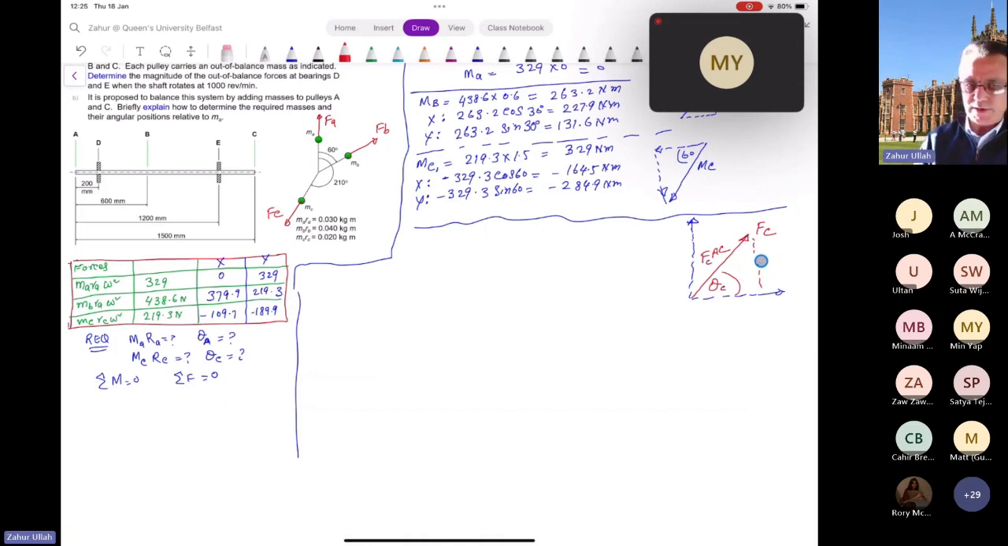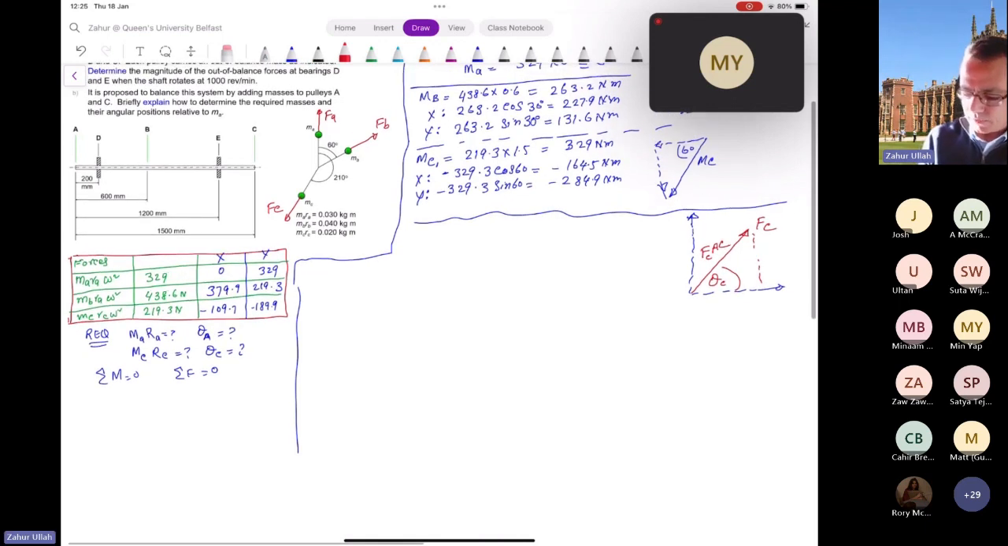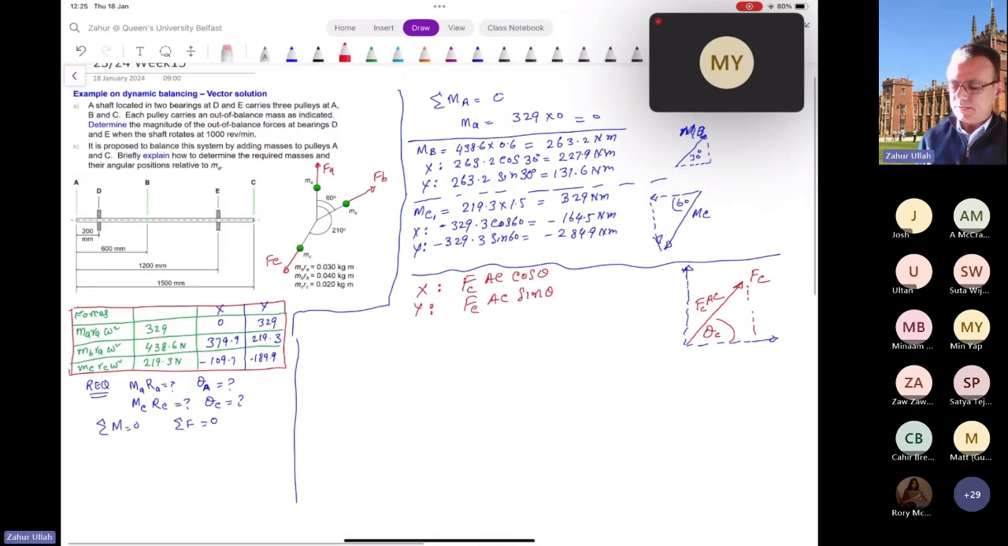So again, we will do the calculation, and if the calculation is giving us the X and Y positive, then these are correct. Otherwise, it should be the other way around. Okay, so this means that if you want to calculate the X component of this new force, it will be FC cos theta, and the Y component will be FC sine theta. So we have all these forces here.